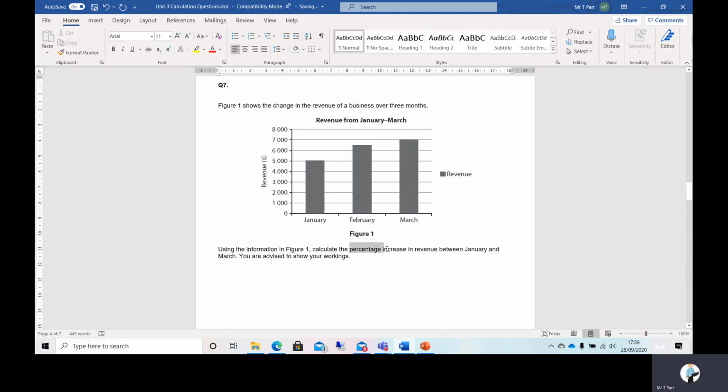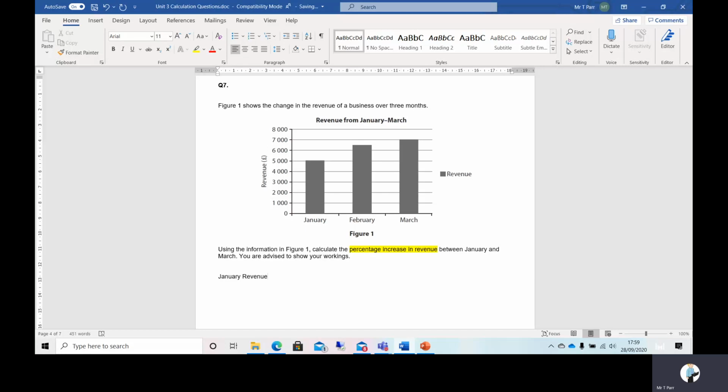Okay, so percentage increase in revenue between January and March. So what we need to work out first of all is the increase in revenue. Where's my little cheat sheet? How did I write this out? Okay, so what I'll do is January revenue.